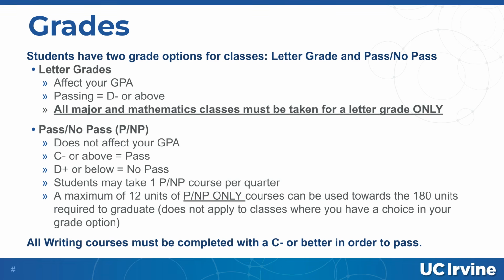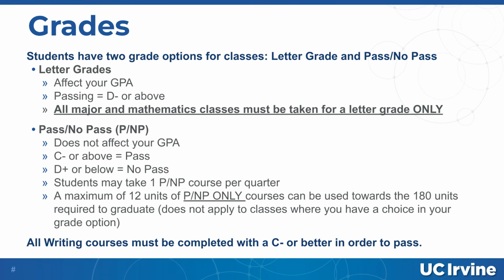All writing courses at UCI must be completed with a grade of C- or better in order to be considered passing. This includes entry-level writing, lower division writing, and upper division writing, each of which is discussed in greater detail in other videos. Please keep in mind that your major may require specific grades for certain courses. You will want to review your major requirements with an academic advisor.